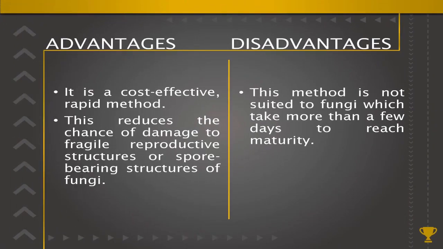Advantages of this slide culture are: first, it is a cost-effective, rapid method for the identification of fungal isolates based on their morphology and microscopic characteristics. Second, as fungi grow directly on the slide on a thin film of agar, there is no need to remove a portion of the fungus from a culture plate and transfer it to the slide. This reduces the chance of damage to fragile reproductive structures or spore-bearing structures of fungi.